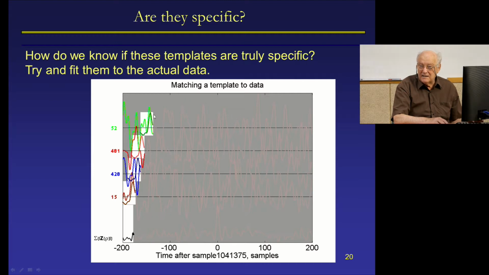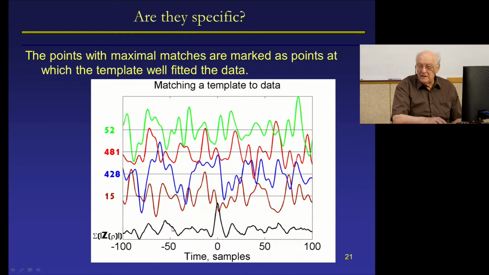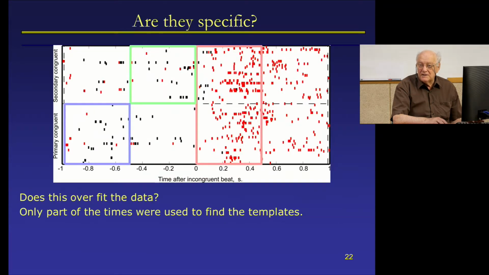Now we slide this set of windows over the data and compute this fit to the templates continuously, and we get something like this, undulating things. Sometimes there is a clear peak in the fit to the data, and we mark this as a point of fit for the templates to the data. If we now look at all the trials, we see this picture.